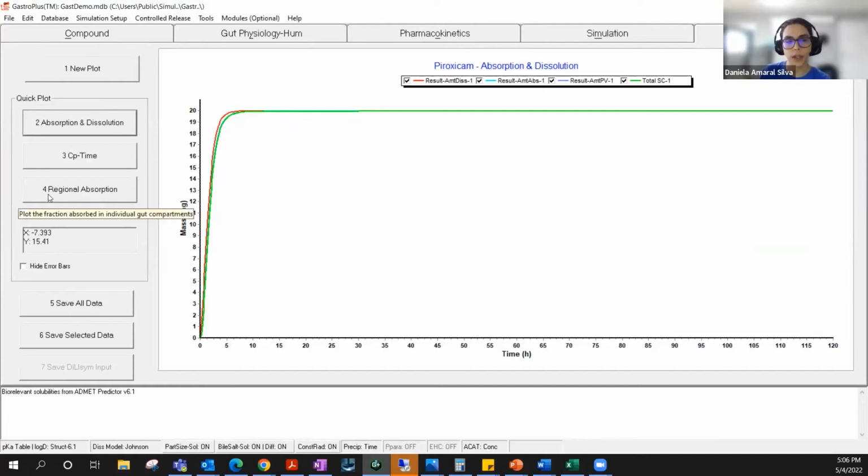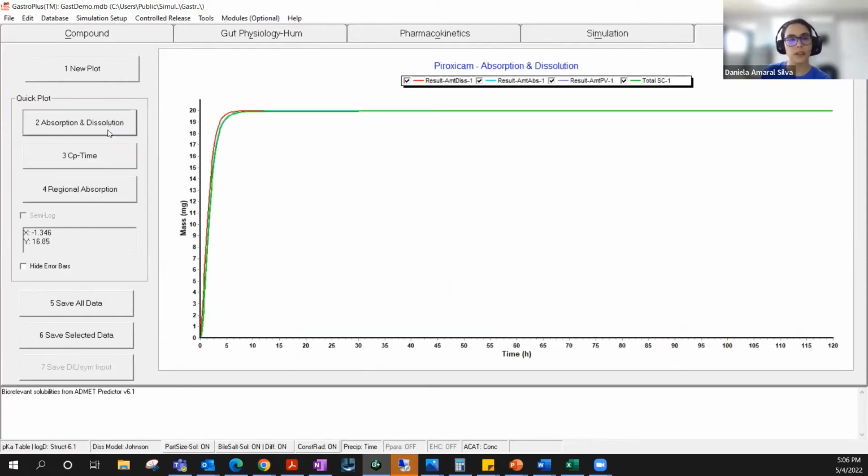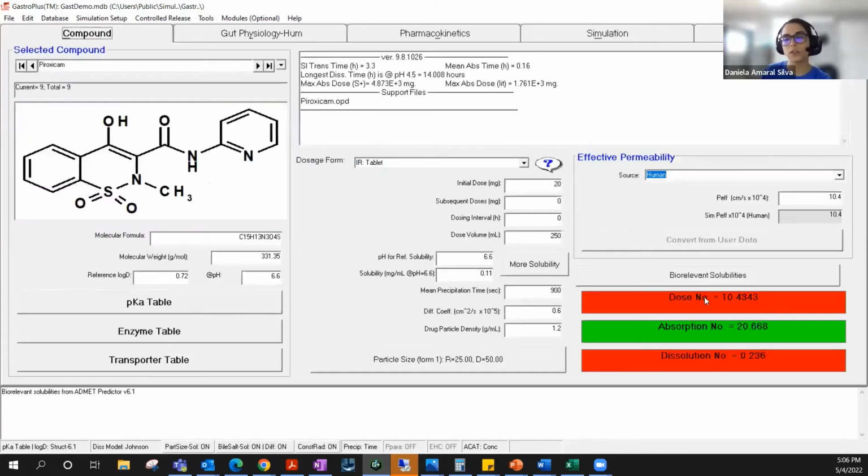And then we would move down, for example, to regional absorption. So here for this example, we had basically 100% of the dose that was administered absorbed and reaching systemic circulation. But they would also be able to see that the jejunum was the part where the drug was mostly absorbed. And going back here, they would understand, interpreting these results, that permeability is not a problem.